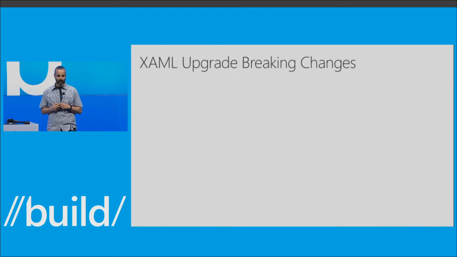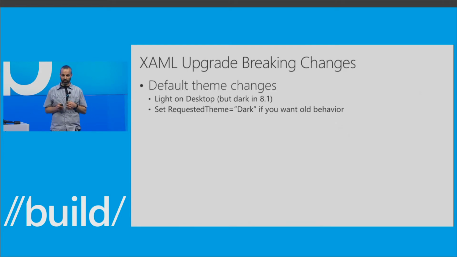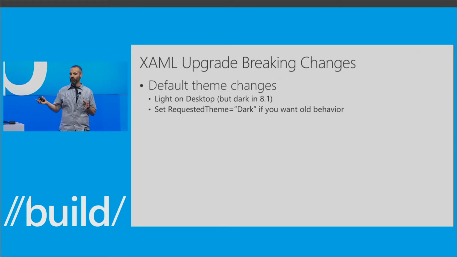First, XAML. There's been a good amount of control changes as we've migrated or converged our controls. And one thing that's also different I want to mention is the default theme. When you run your app on desktop, if you didn't specify a theme, it's now light. In 8.1, if you run an 8.1 app, it's dark. So that's a little bit different. But if you want to get that same behavior as you had with your 8.1 app, you just set requested theme to dark. The interesting thing is on our phone, the default theme is dark.